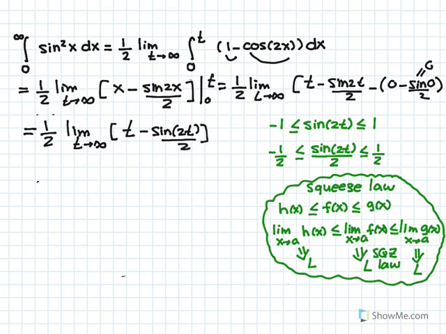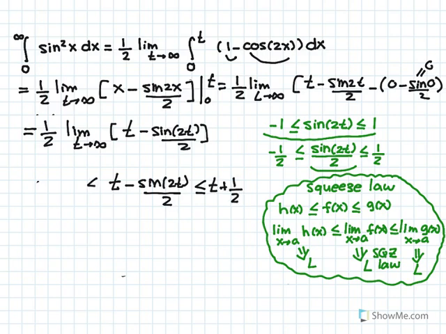Now, sine 2t is always going to be between 1 and negative 1. If you divide by 2, sine 2t divided by 2 will be between 1 half and negative 1 half. So we can say that t minus sine 2t divided by 2 is less than or equal to t plus 1 half, and larger or equal to t minus 1 half. And that's because this part here, sine 2t over 2, we showed is between 1 half and negative 1 half. Now let's apply the squeeze law.